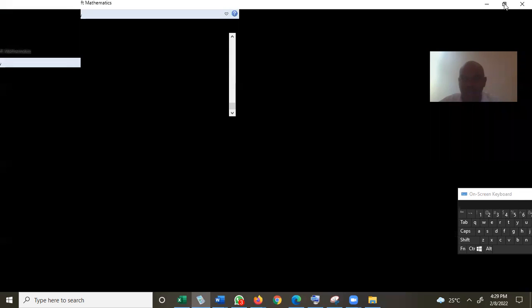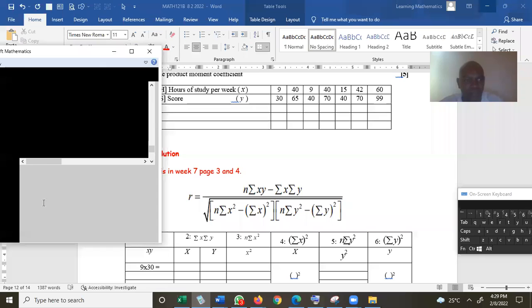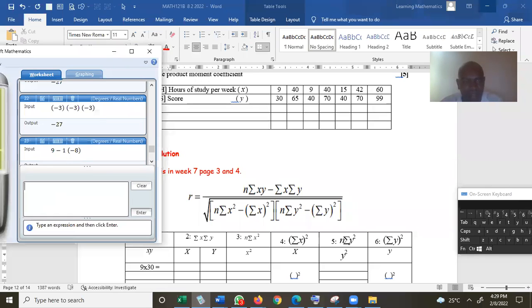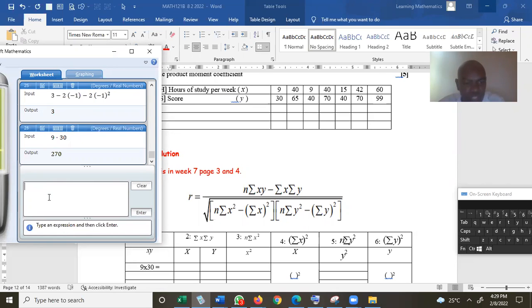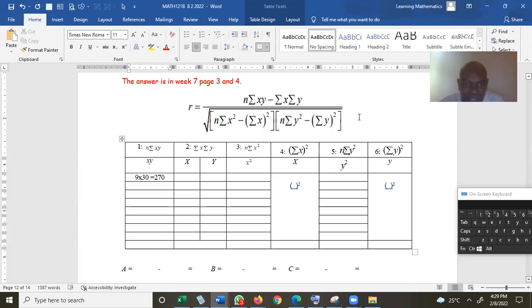And I type 9 times 30. Whilst you type in the numbers in the assignment, 9 times 30 is 270, because I need to find the XY first before we sum. N will be 7: 1, 2, 3, 4, 5, 6, 7.